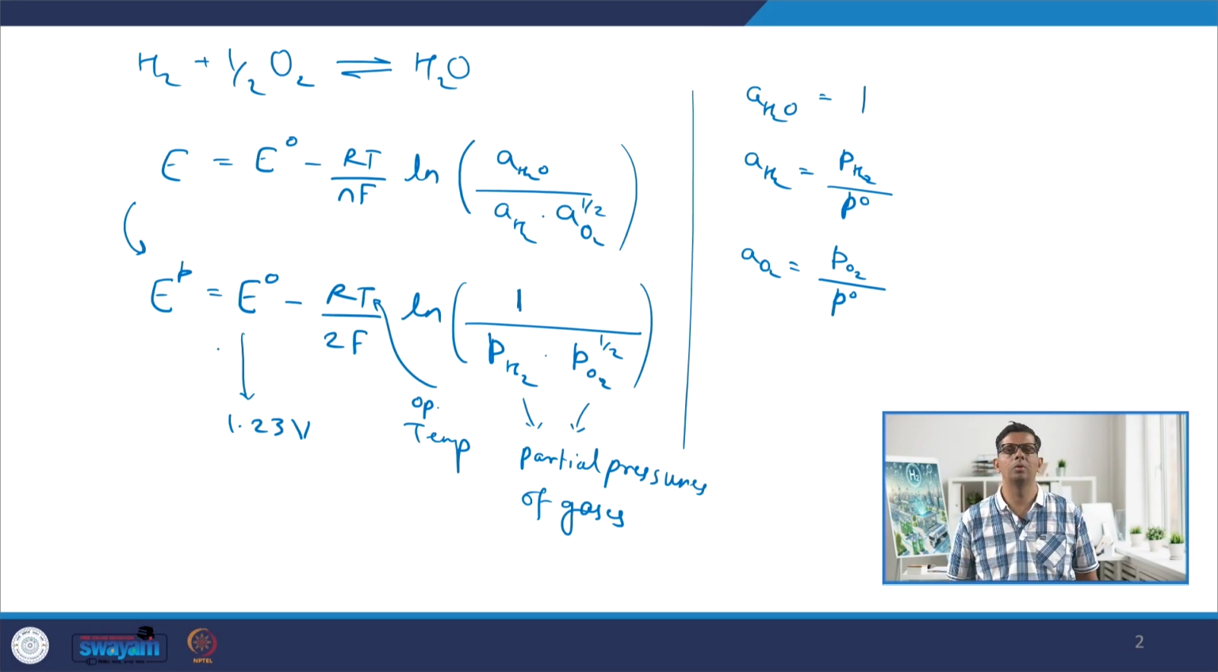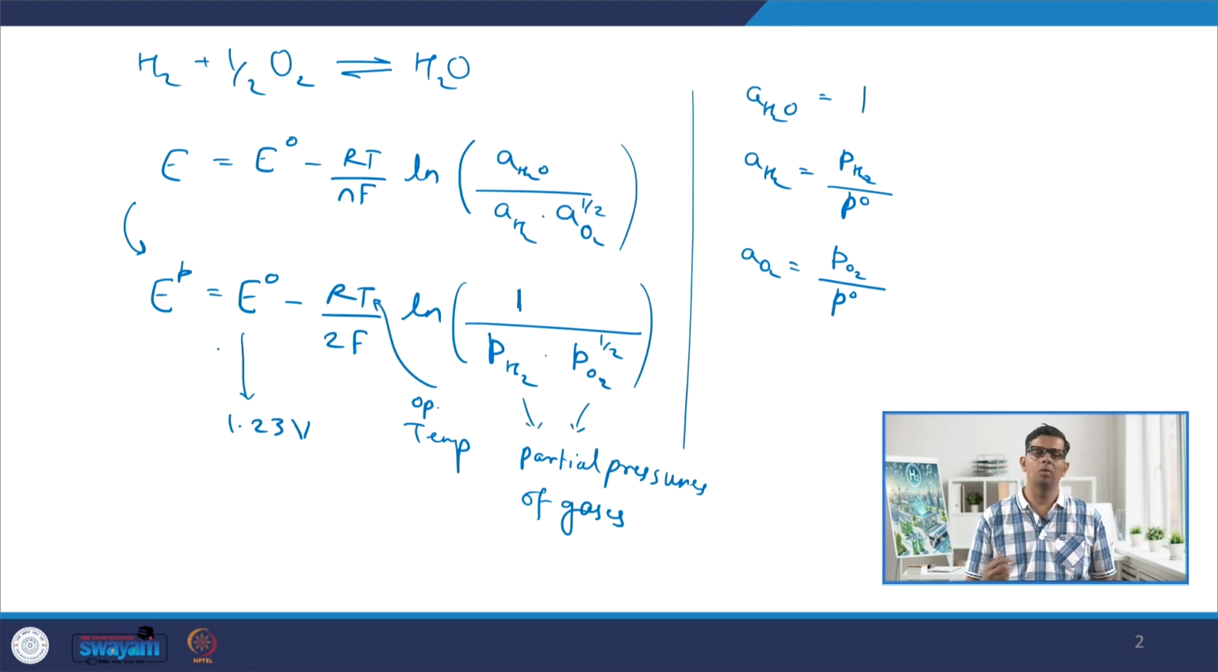Then we moved on to the dependence of this Gibbs free energy or the potential on concentration, and that's how we led to the Nernst potential, which is E equals E naught minus RT by nF ln of activity of products. In the case of the hydrogen-oxygen fuel cell reaction, water is our product and H2 and O2 are our reactant species. So the Nernst potential can be written as E naught minus RT by nF ln of activity of water divided by the product of activities of hydrogen and oxygen.